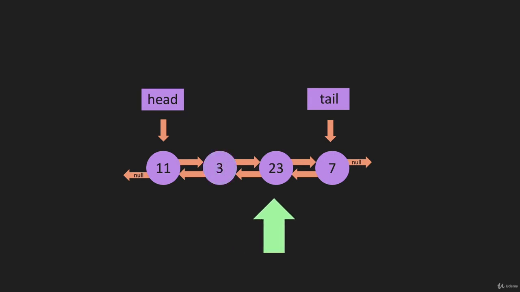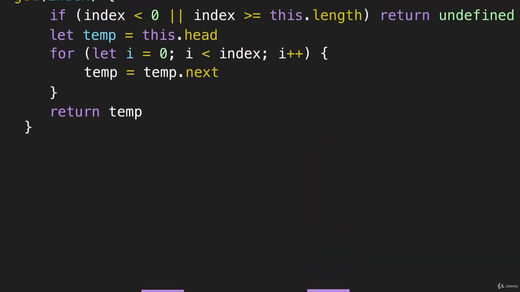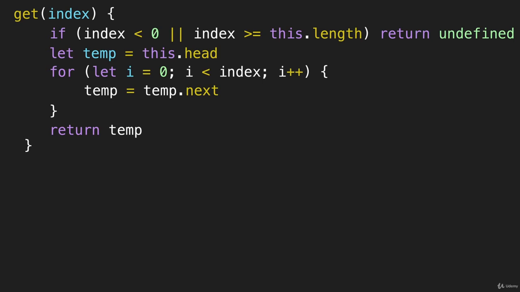But what if we wanted to get this node? The quickest way to get there wouldn't be to start at the head. It would be to start at the tail and go this way. And that's going to be the difference when we use a doubly linked list, is we can use this efficiency. So let's bring back our code here, and we're going to optimize this.